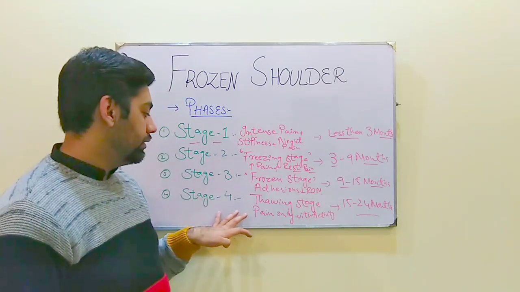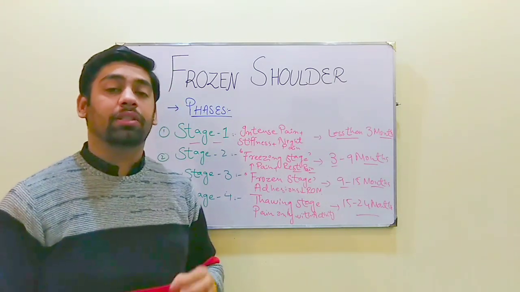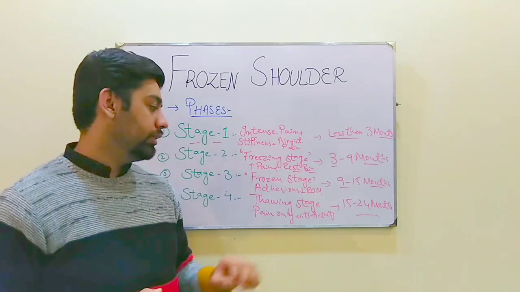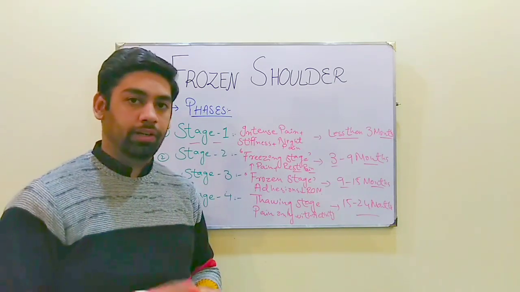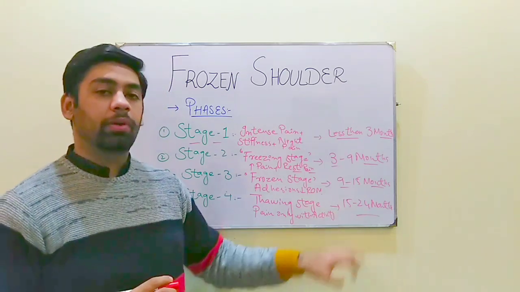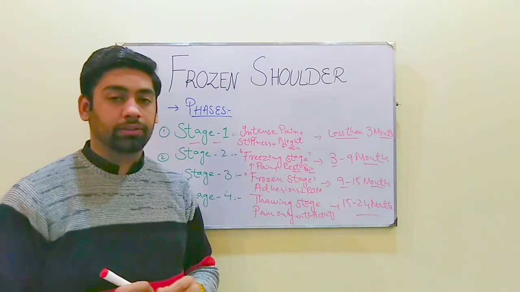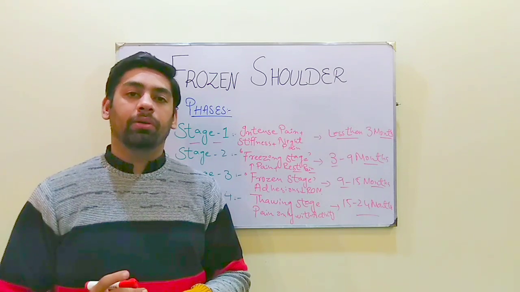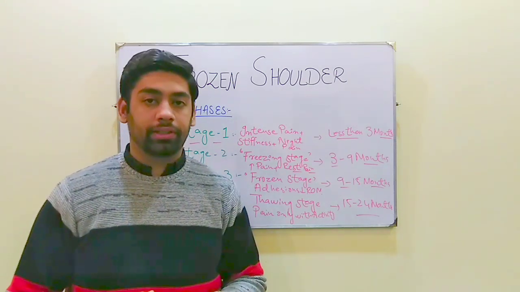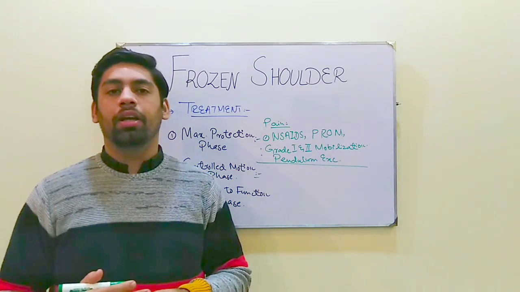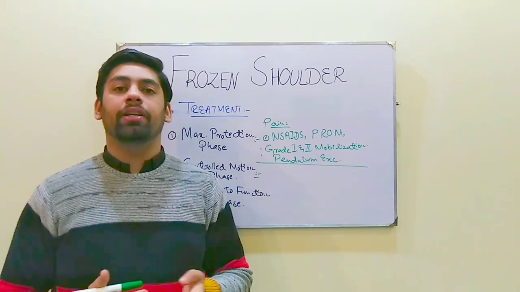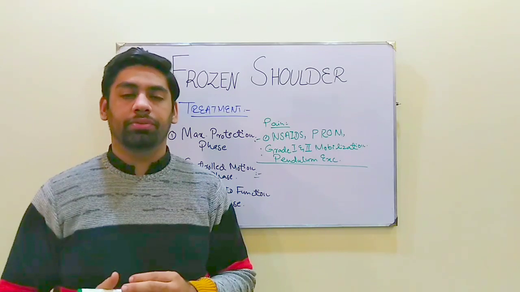And then there is stage number 4, also known as the thawing stage. During this stage, there is pain only with activity or at the end of arm range, and this stage lasts for about 15 to 24 months. Now I will tell you about the different treatment options during these phases. The treatment of the frozen shoulder varies according to the stage.